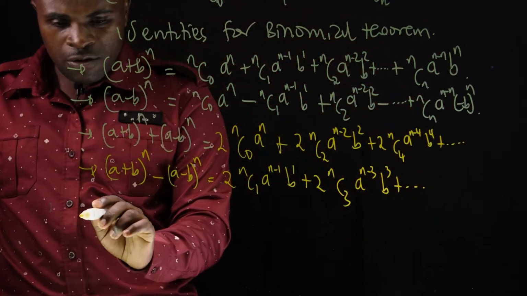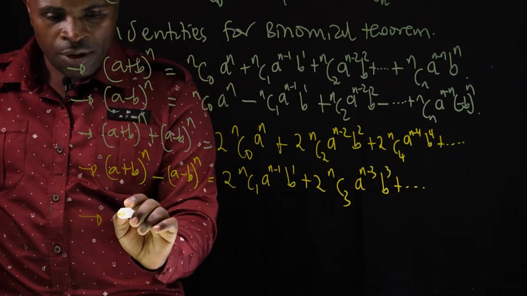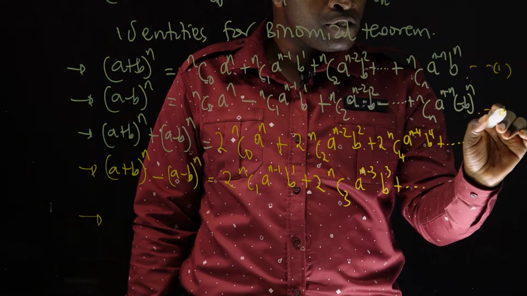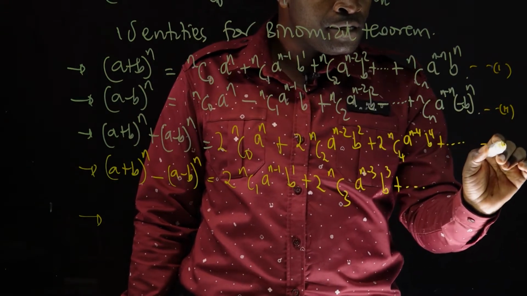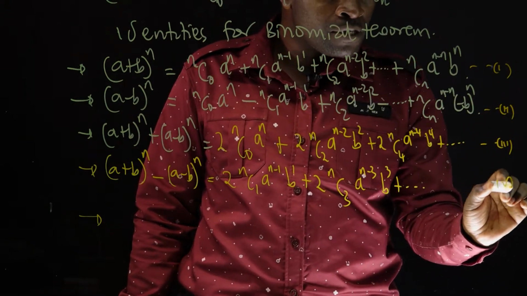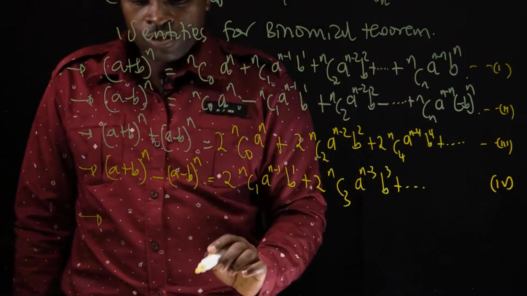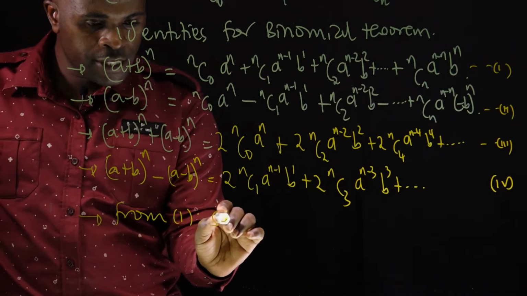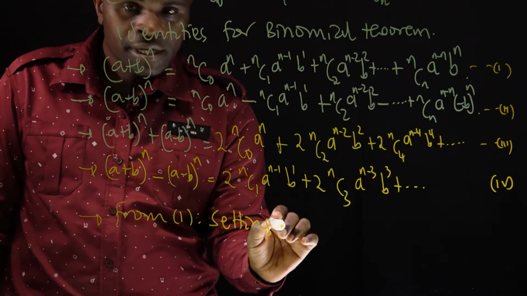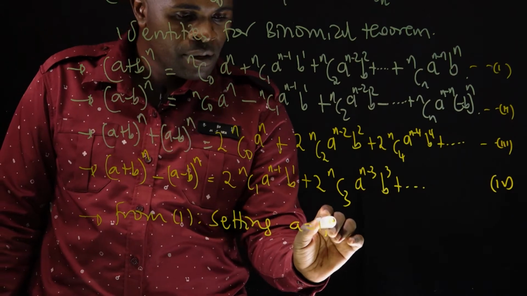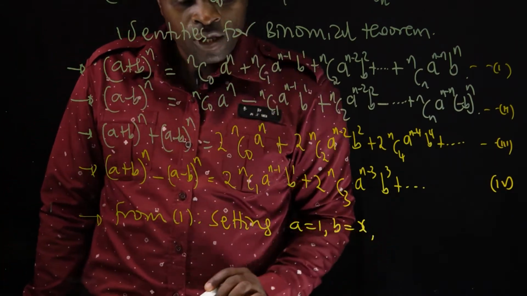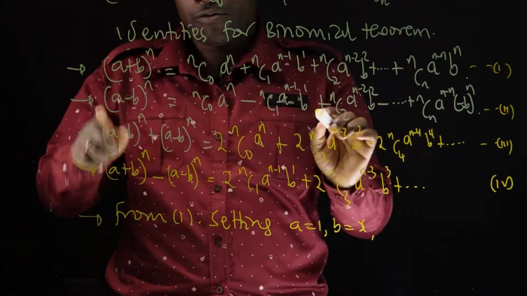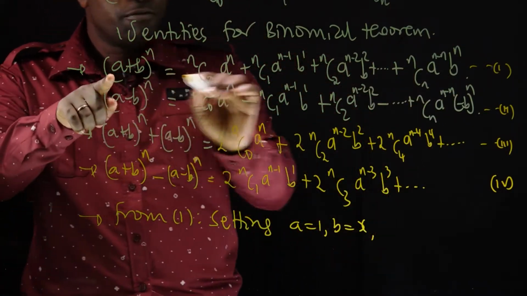So we say, from the first formula here, I could call this 1, and this 2, and this 3, and this 4. Let's call them by equations. So we say, from 1, setting a equals to 1, b equals to x. If we set a is 1 and b equals to x, this formula is going to change.